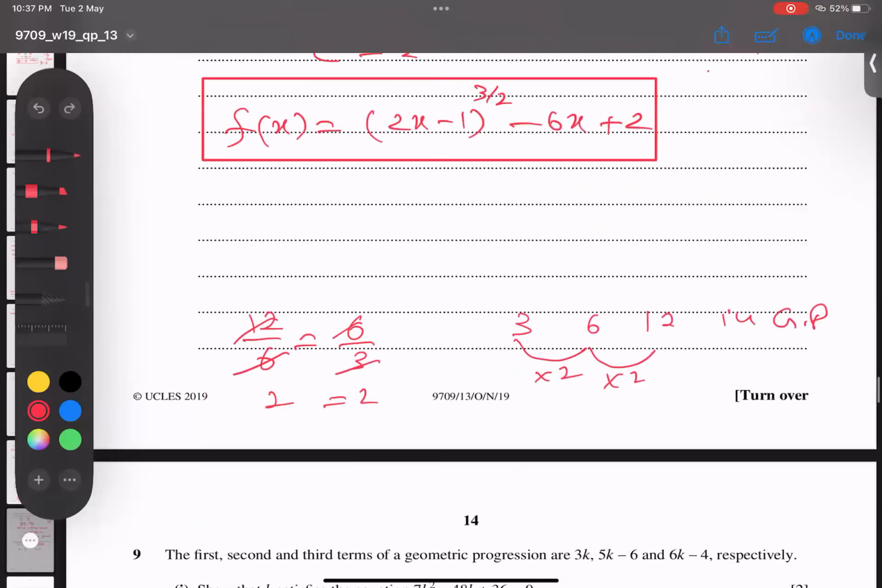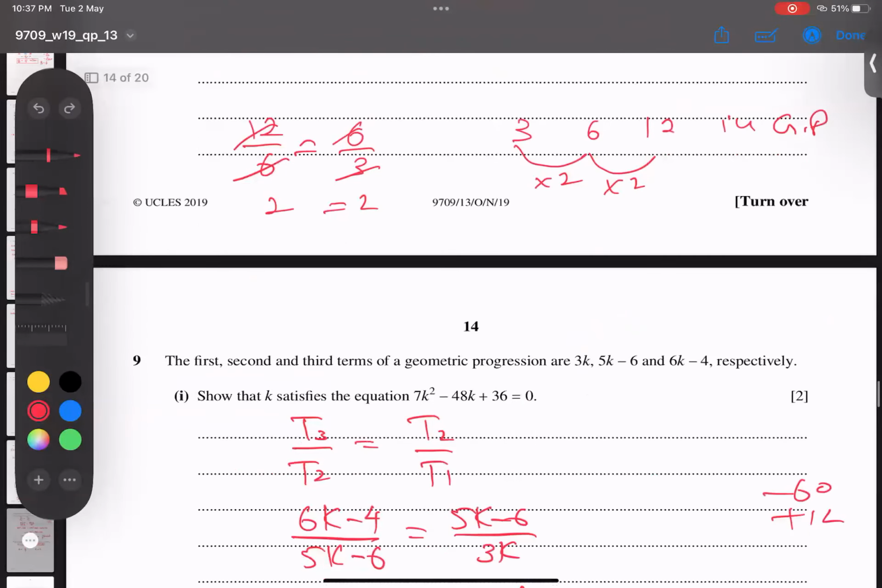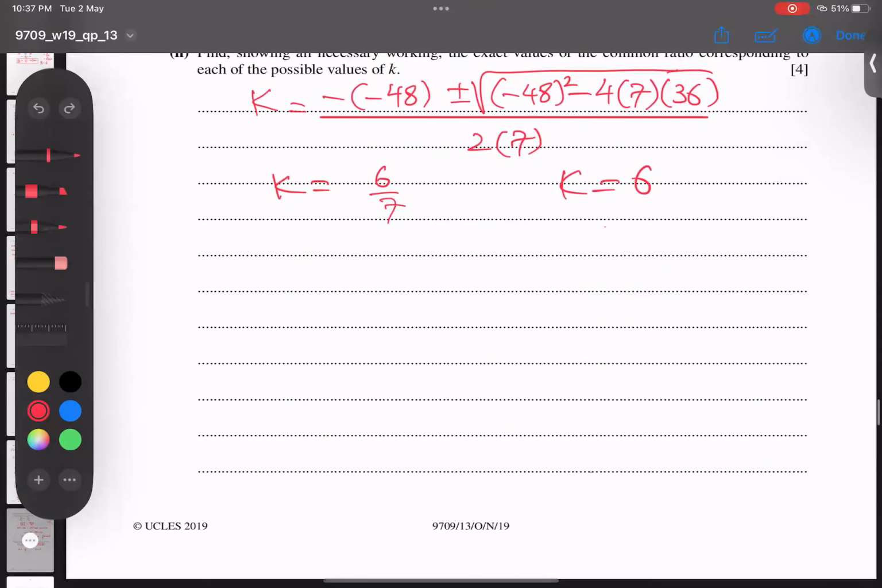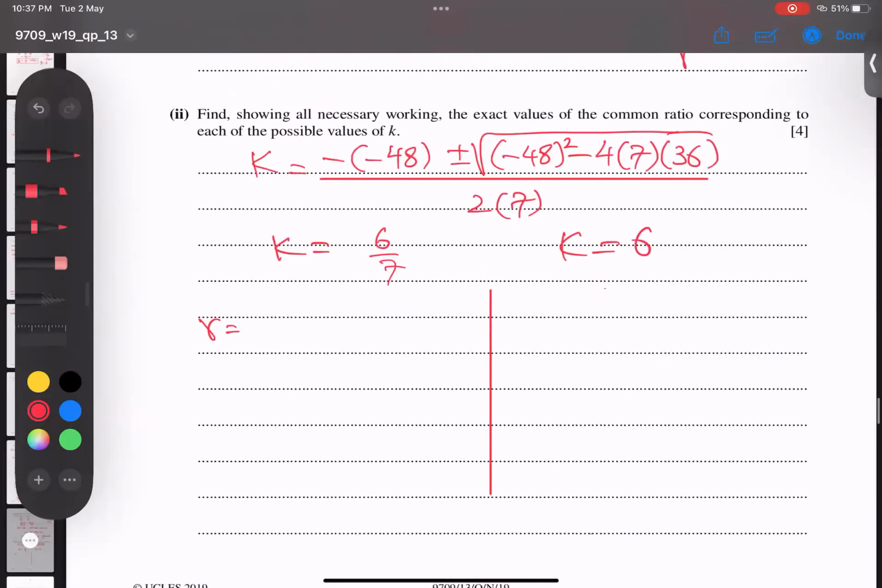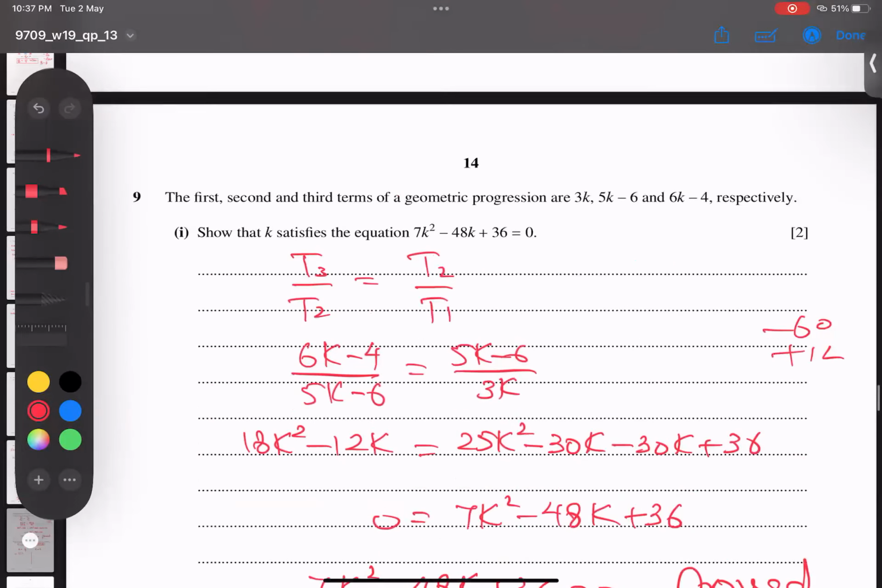How to get the common ratio, students? So simple technique. Second term, keep it up, by first term, keep it down. So I'm finding both common ratios. So what is the common ratio, students? Second term. What is the second term? 5k minus 6. And what is the first term? 3k.